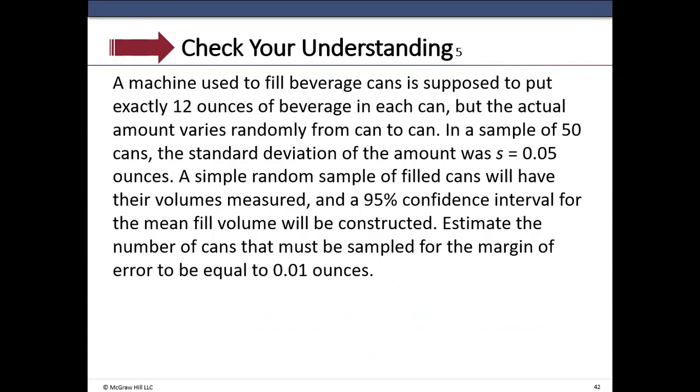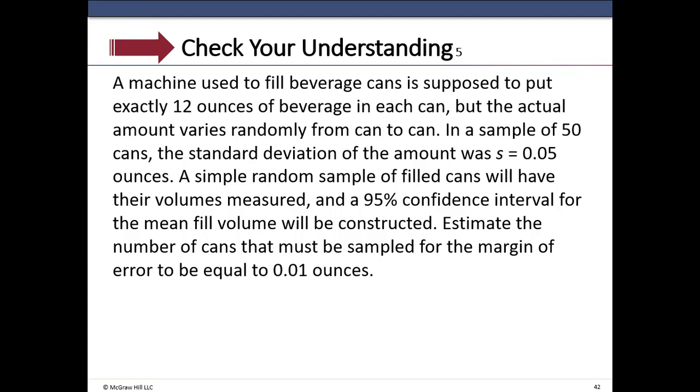Another problem: a machine used to fill beverage cans is supposed to put exactly 12 ounces of beverage in each can, but the actual amount varies randomly from can to can. In a sample of 50, much greater than 30, the standard deviation S is 0.05. Why am I emphasizing that the sample size is greater than 30? Because in that case, the sample standard deviation will be an approximate representation for the population standard deviation.